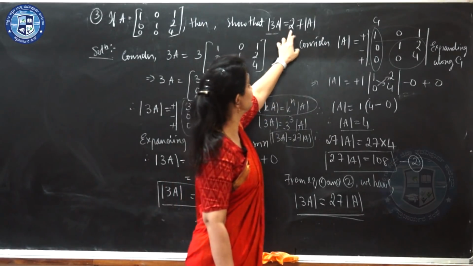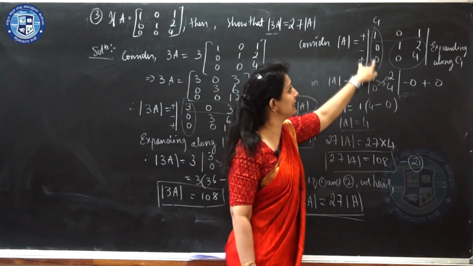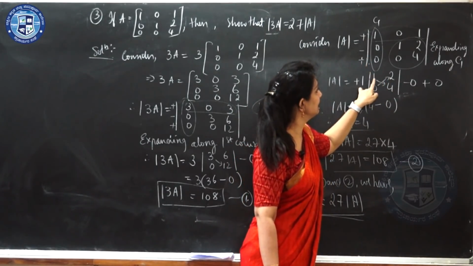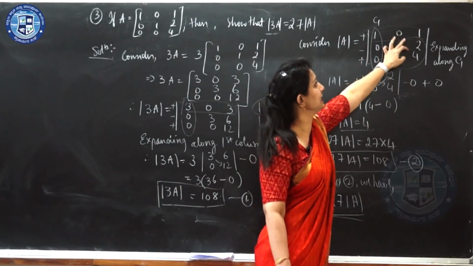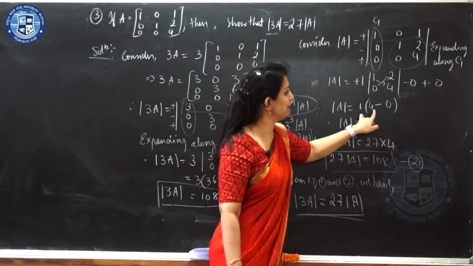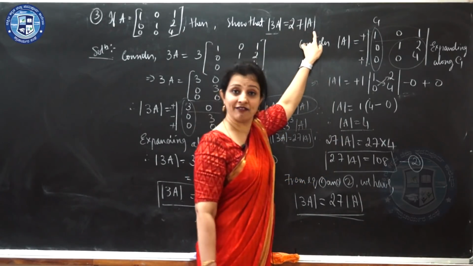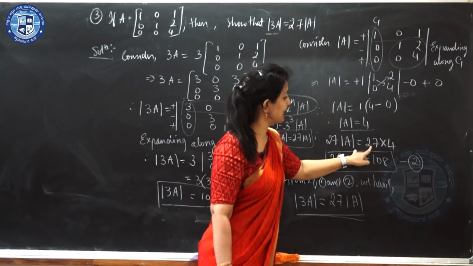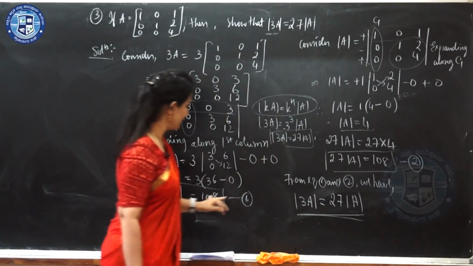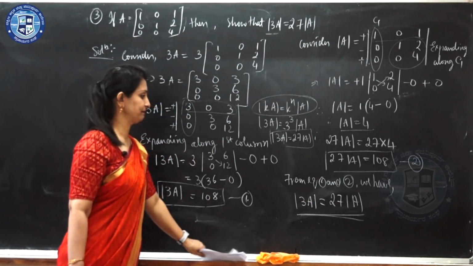Now RHS, we have to get 27 times the determinant of A. Determinant of A, first find out, expanding along the first column again. 1 into cross multiply the elements of the determinant 1, 2, 0, 4. Deleting the first row and first column, we got the 4 elements 1, 2, 0, 4. So cross multiplying, we get the determinant of A value as 4. Now RHS is 27 times the determinant of A, 27 into 4, that is 108. So both are equal here. The determinant of 3A is equal to 27 times the determinant of A.